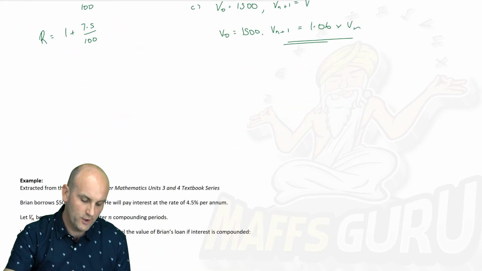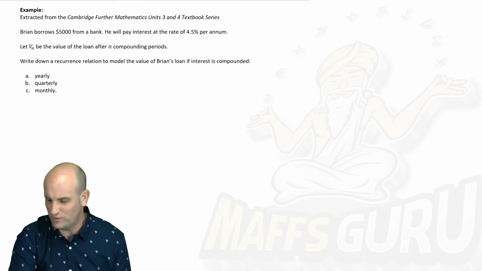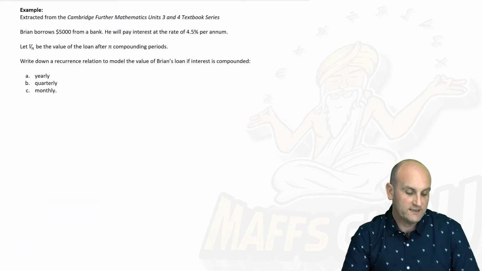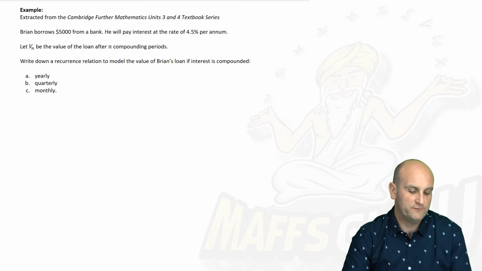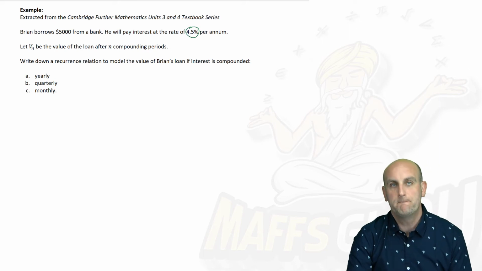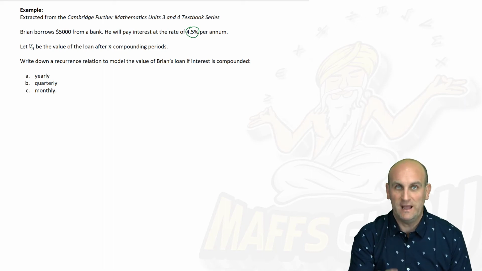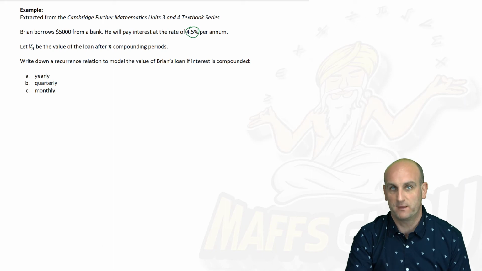Now, believe it or not, oh look, there's another question. How exciting, another question from Cambridge, and there's more to come. So, extracted from Cambridge: Brian borrows $5,000 from a bank, and he will pay interest at a rate of 4.5% per annum. Really important here is that per annum. That means per year.